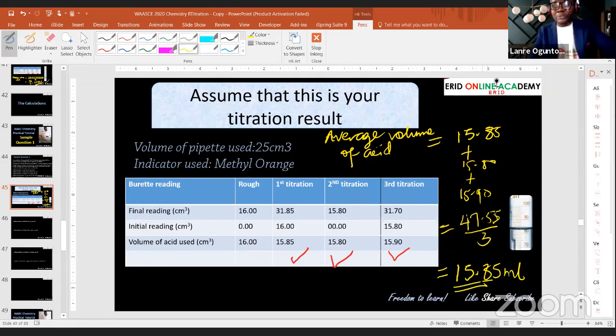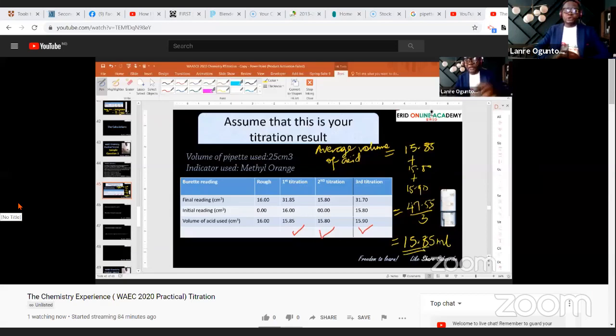This is the first mark that you are going to be getting. Very important: 15.85 what? mL. So we'll be using that for our calculation. If you have questions to ask, you can stop me and ask your question, and I'll be so delighted to respond to your questions.